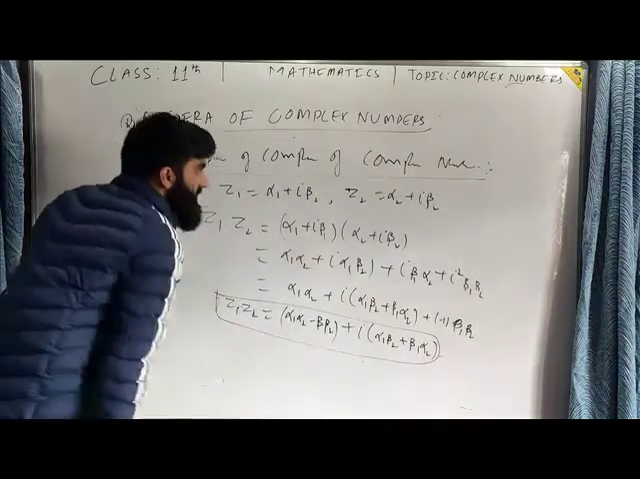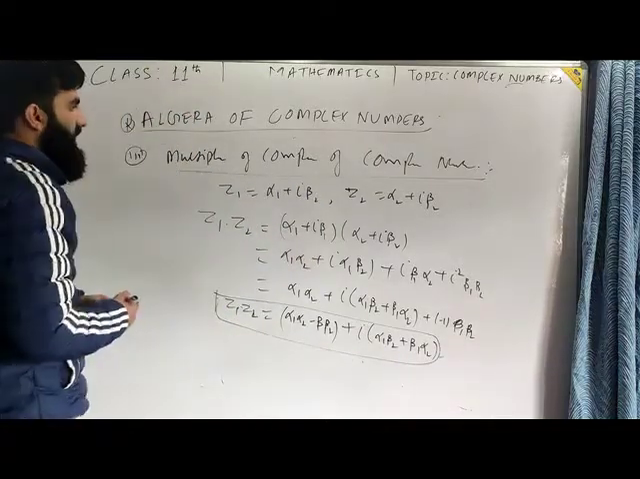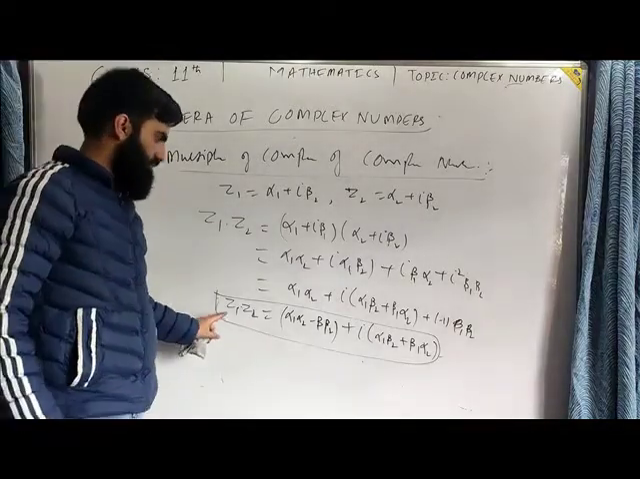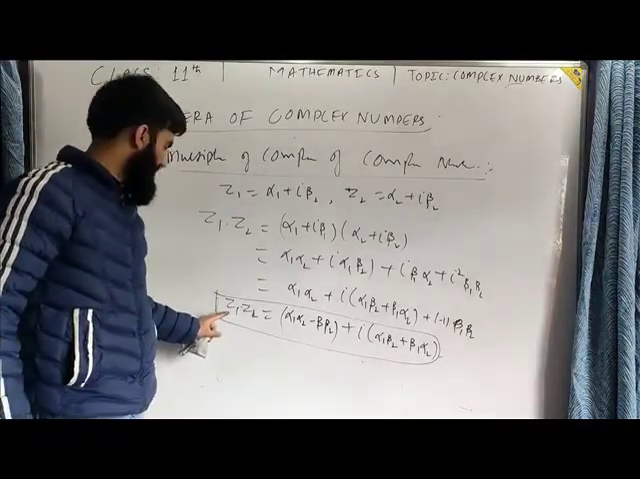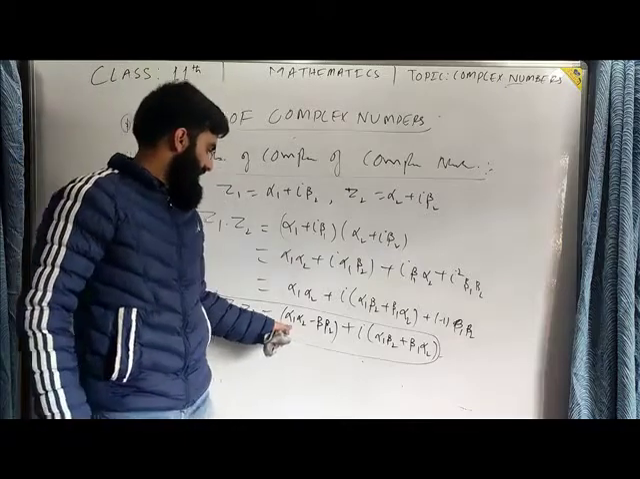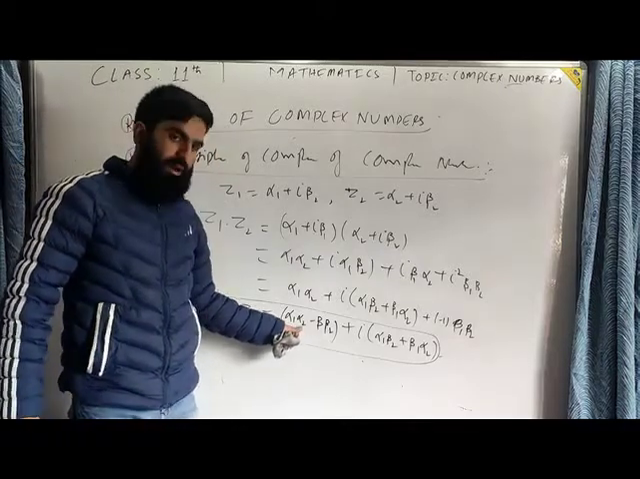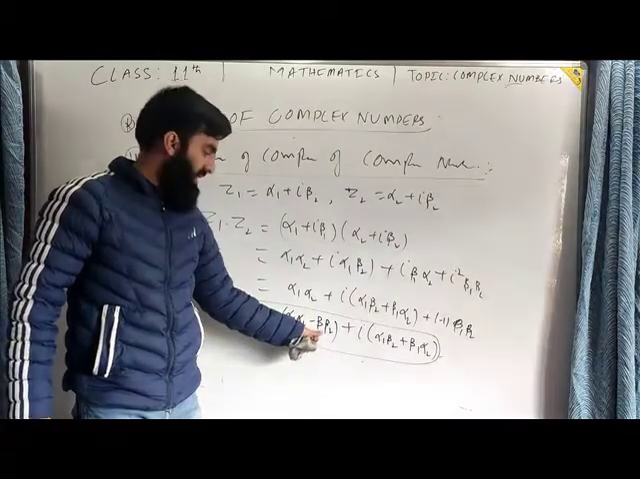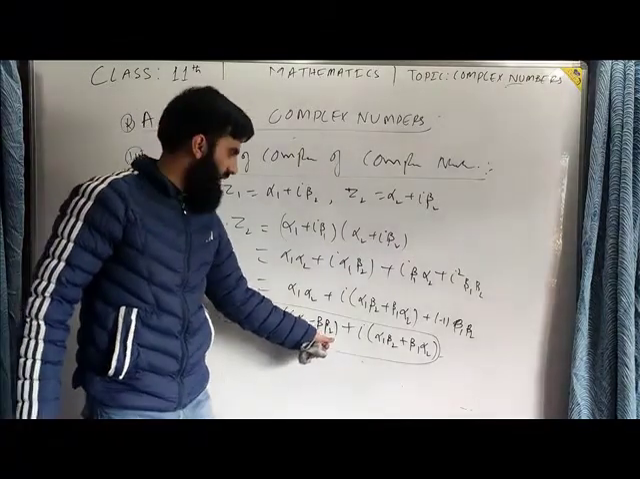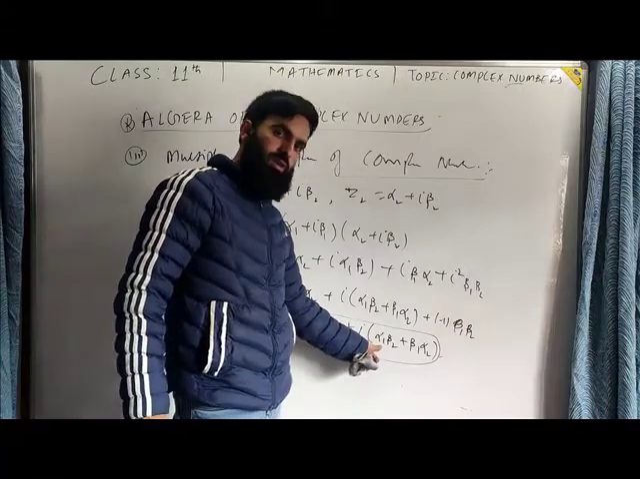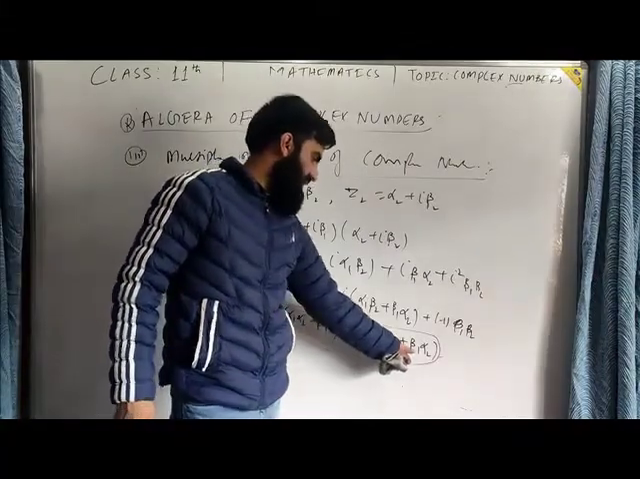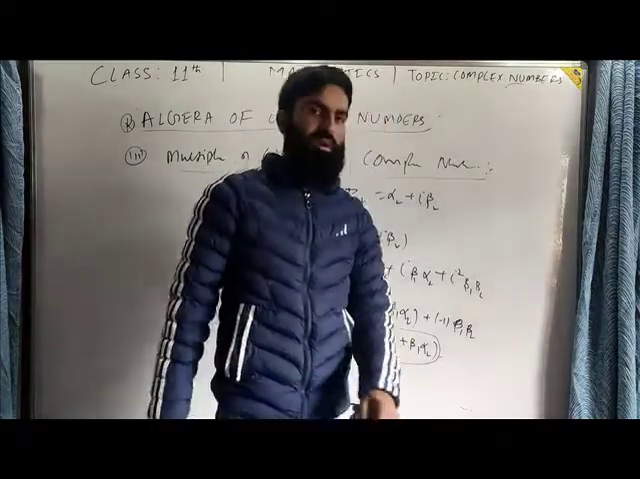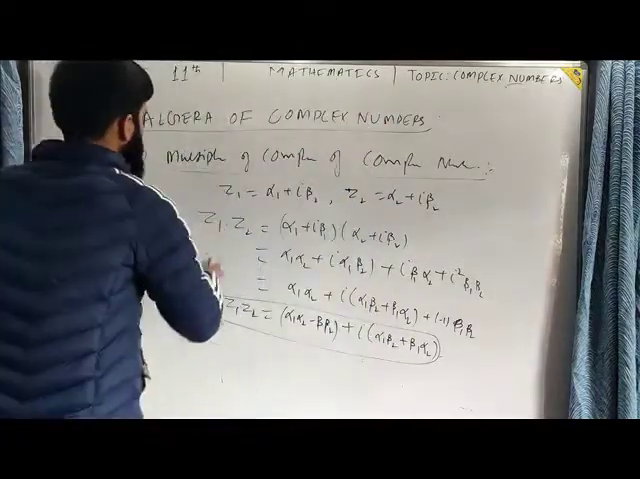If you generalize this, the multiplication is the real part of first and real part of second, minus imaginary part of first and imaginary part of second, plus iota times real part of first and imaginary part of second, plus imaginary part of first and real part of second. You can generalize it like this.